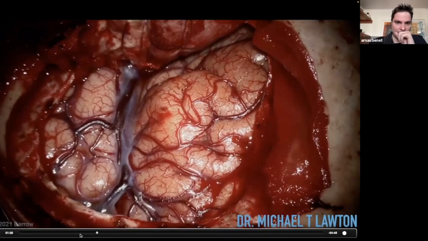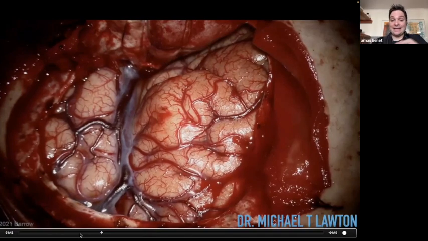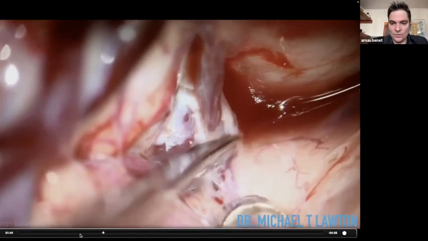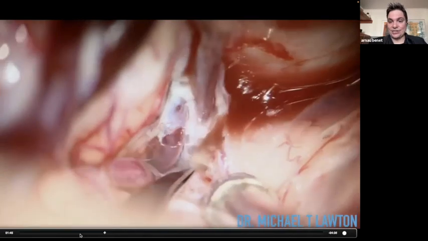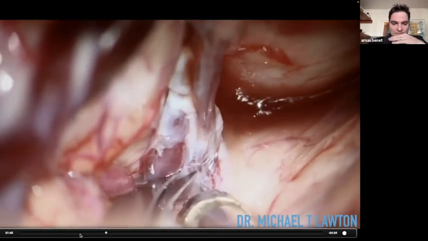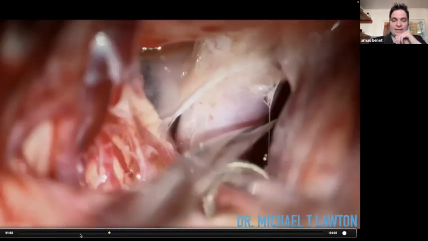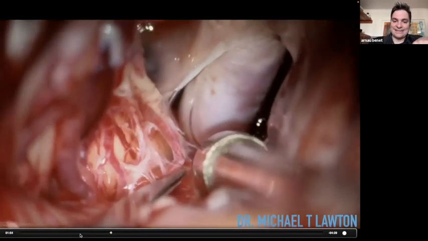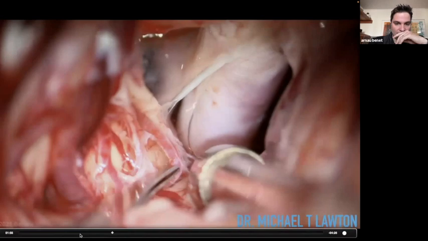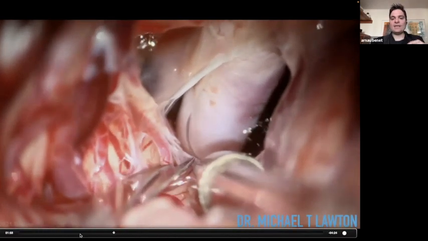Very dividing topic in the United States, preferred to save it. And if needed, you can transpose the superficial ciliary vein by transposing the sphenoparietal sinus. We can see here the outer layer of the arachnoid. And now on top and between that superficial ciliary vein, we're dissecting that lateral ciliary membrane.